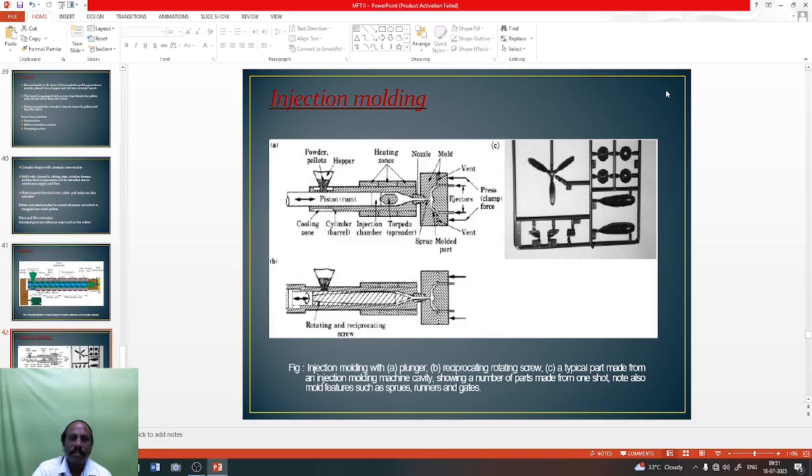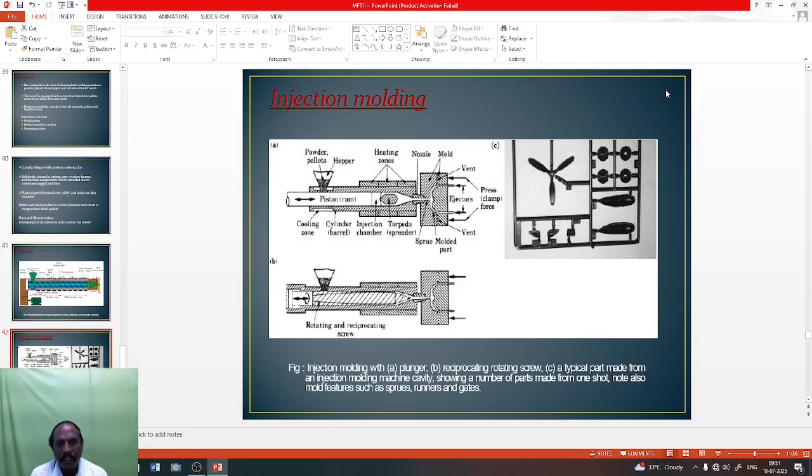Injection molding process. So this is meant by the injection molding process. The powder pellets are fed, and there is a piston. There is the same construction: cylinder, injection mold, spreaders, heating zone, and nozzle. Then ejectors are kept here. The vent is there, and press clamping is there. Due to pressing, you will get the shape. So that is injection molding.